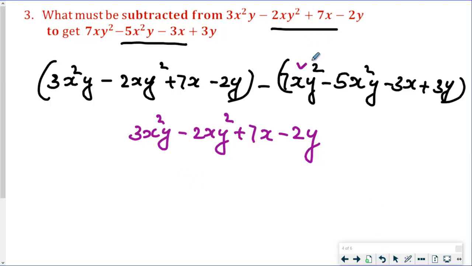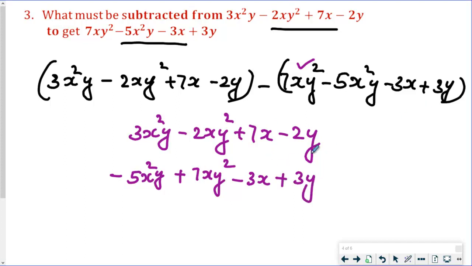Now you can take the first term 7xy². You have to write this term just below the like term. Like term is −2xy². So you can write 7xy², sign is plus. Now the second term is 5x²y. 5x²y you have to write below 3x²y, sign is minus. Now next, −3x, that we have to write below 7x. Both are like terms. The last term is plus 3y, and here also 2y, that is also a like term.